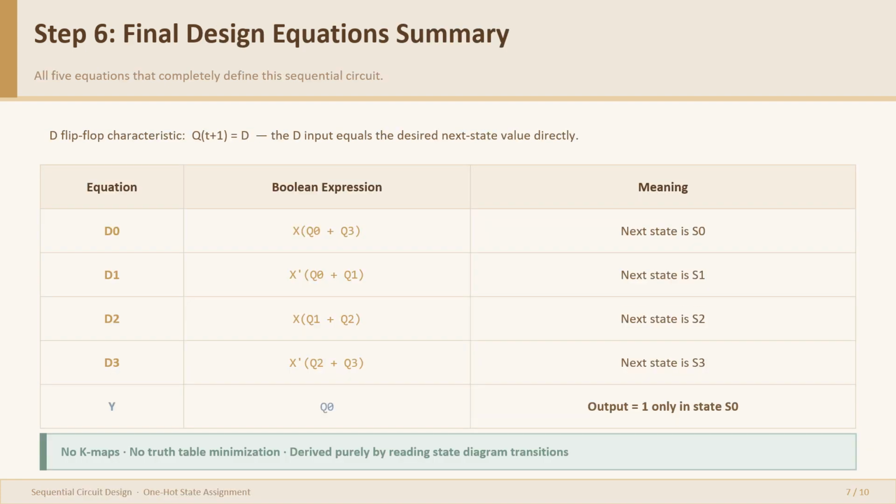Let us bring everything together. Here are the 5 equations that completely and fully define the sequential circuit. 4 D flip-flop next state equations, 1 output equation, and we derive all of this purely by reading the arrows on the state diagram. No Karnaugh maps, no truth table minimization, no algebraic simplification required.